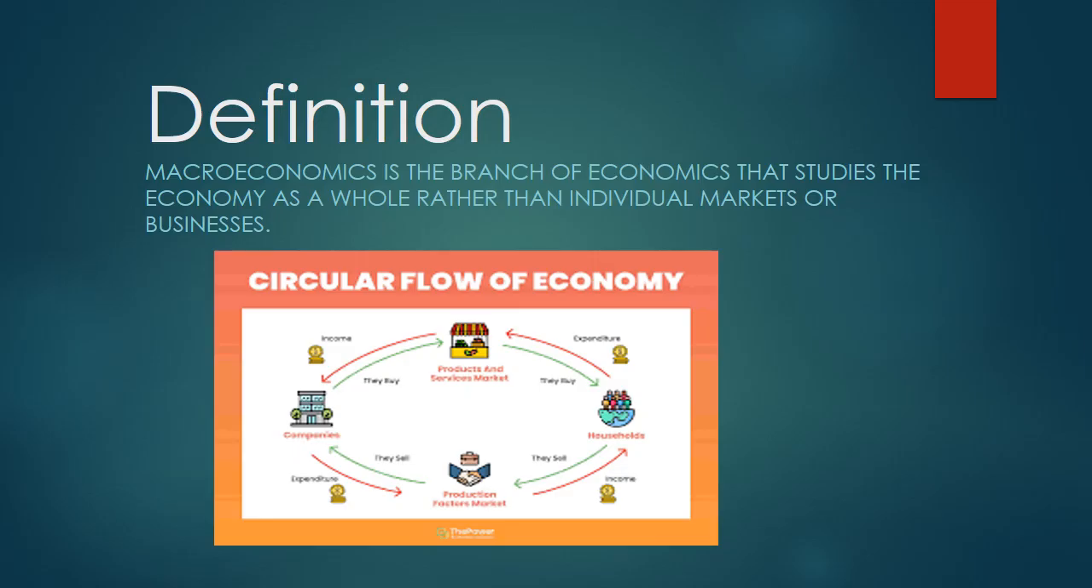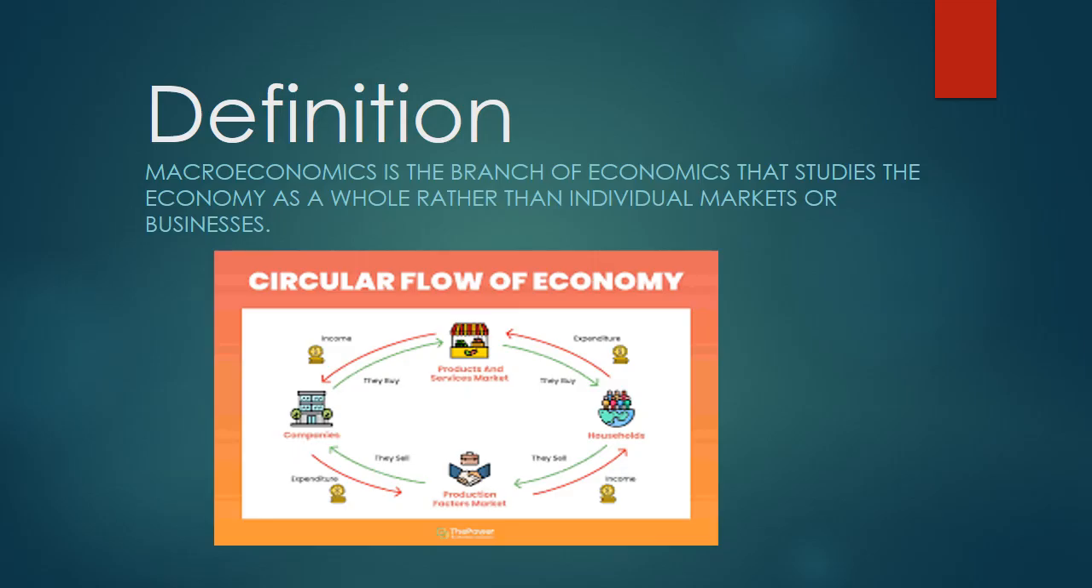As you can see, there is a circular flow of income in this PPT, and in the circular flow of income economy, we have the 2-sector model and the 4-sector model. But in our case, we are going to look at the 2-sector economy model. In the 2-sector economy, we have households and firms.